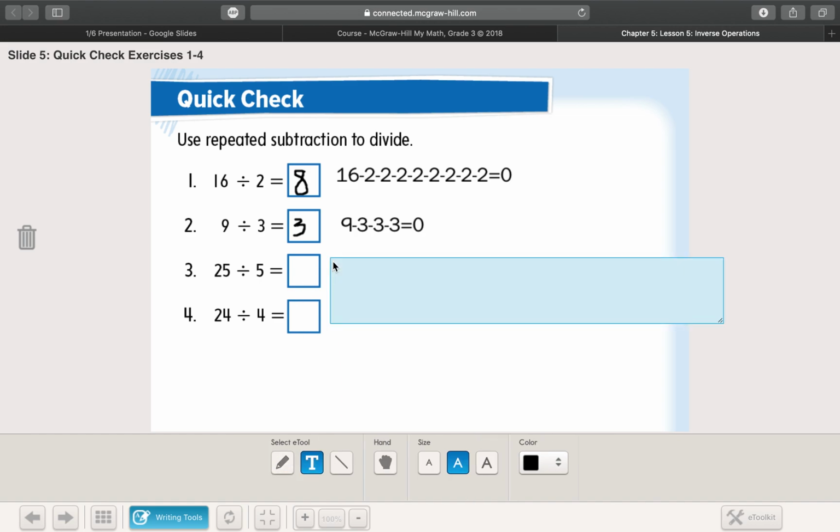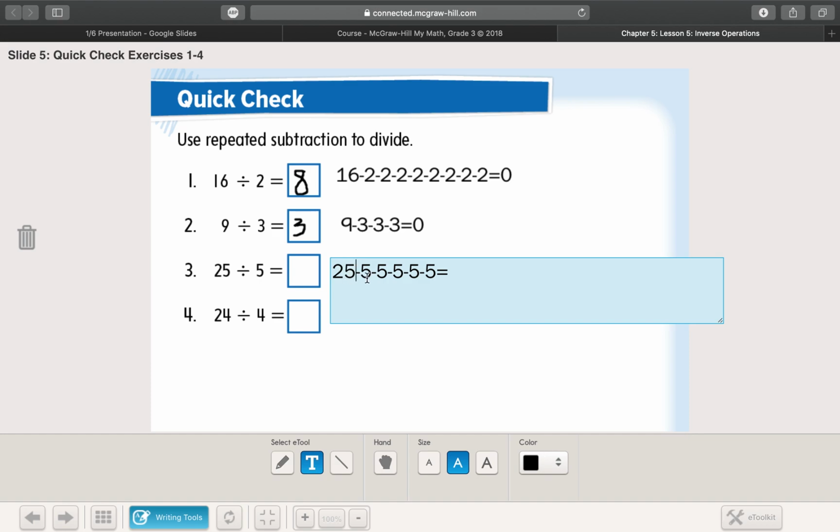25 divided by 5. I'll start with my big number, 25. Division always starts with the big number. Never forget. So when we do the repeated subtraction, we start with the big number and we subtract. 5 minus 5 minus 5 minus 5 minus 5 equals, let's see if I did it right.